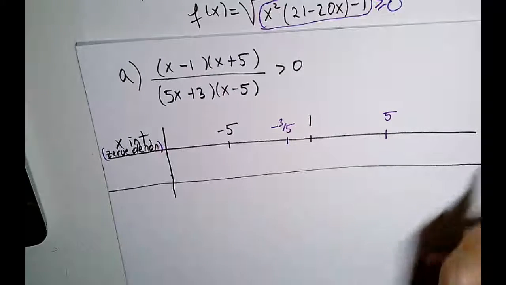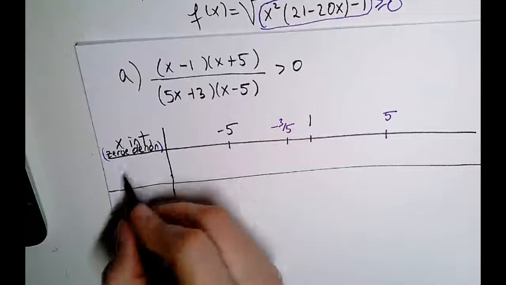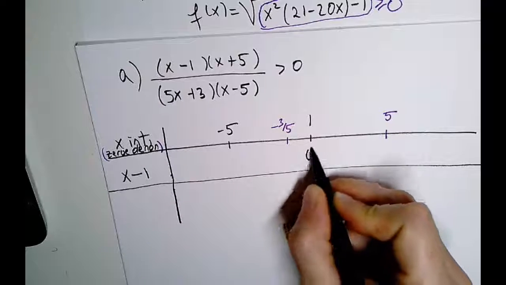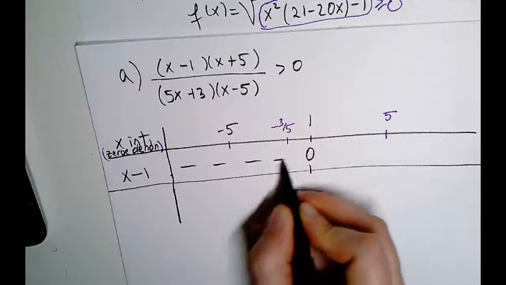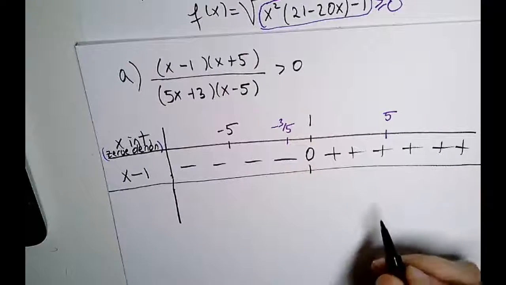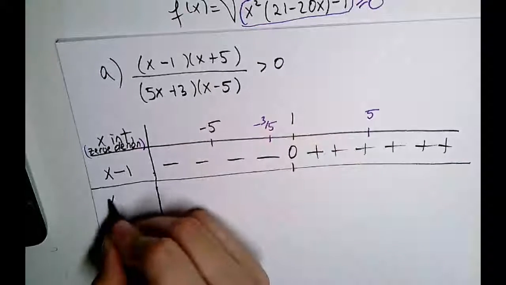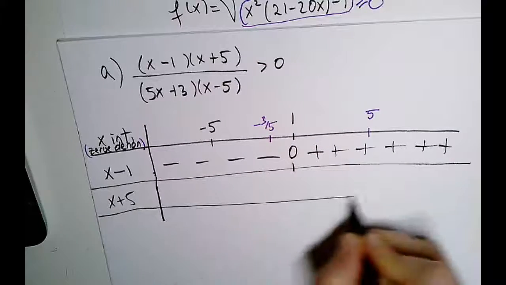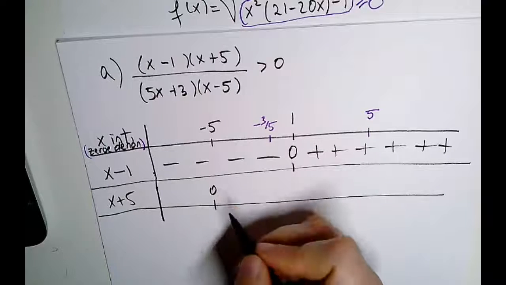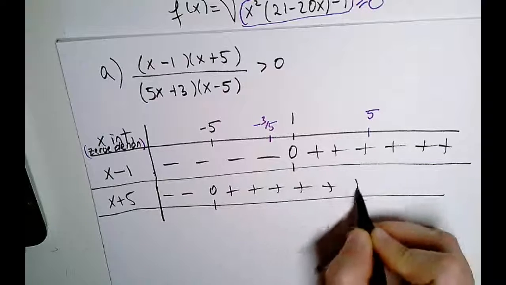Okay, and then I'm going to look at the signs of each of these factors. So x minus 1 is 0 when x is 1, and then it's minus before 1 and positive after. And then the other factor is x plus 5. X plus 5 is 0 when x is -5, so it's going to be 0 here. And it's going to be minus before and positive after.